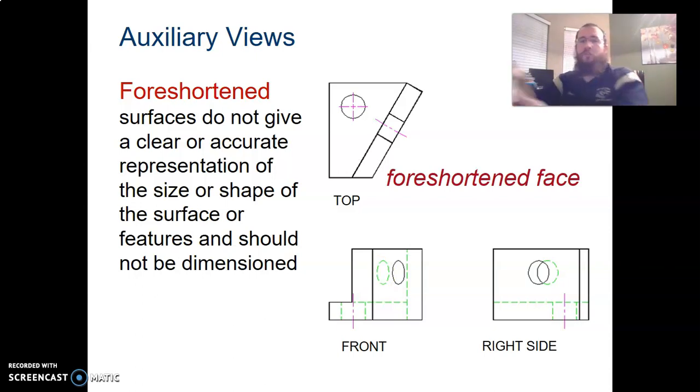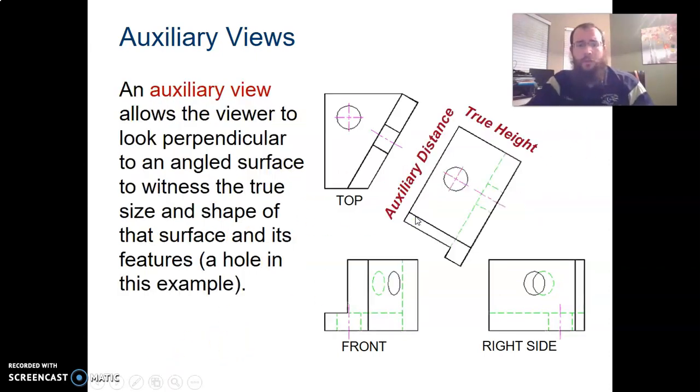So in the top view, it's like I'm looking at it angled here. And then when I turn it to the front view, I'm looking at it angled. And when I turn it to the right view, I'm looking at it angled. I'm never getting to look at it square, where I can see the circular face. And that's what an auxiliary view is going to do. So if I move forward here, these views are foreshortened.